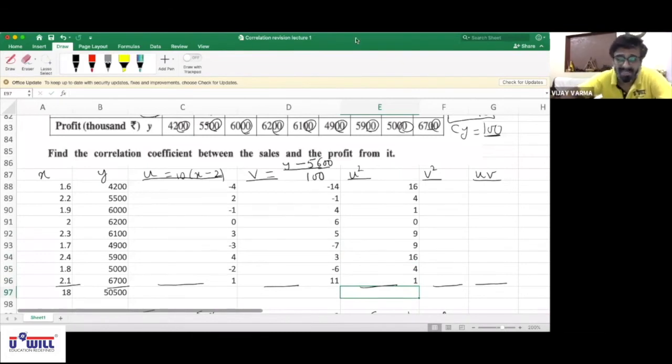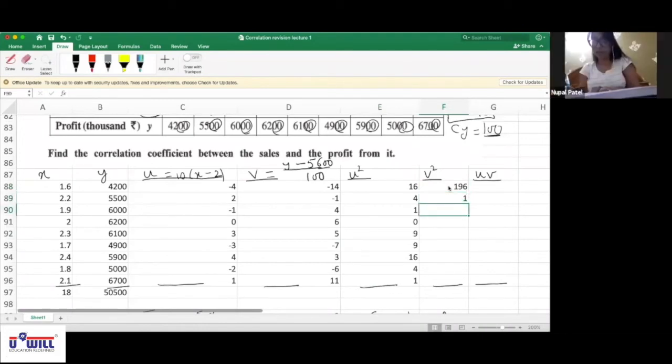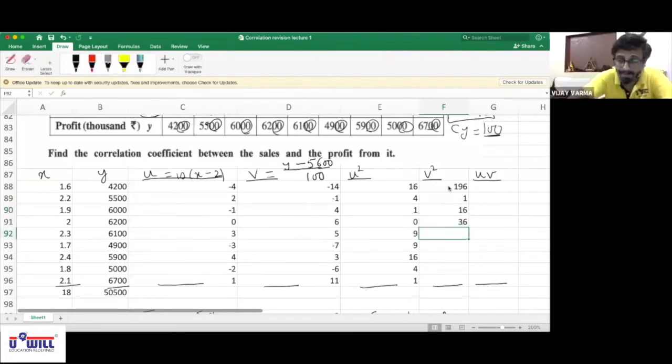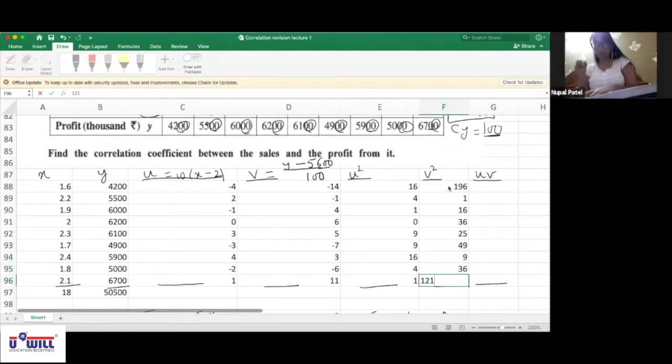Nupal, unmute yourself and tell me the values of V square. 196, 14 square is 196. 1 square is 1, 36, 4 square is 25, no, 5 square is 25, 6 square is 36. Then 7 square is 49, 3 square is 9, 6 square is 36, 11 square is 121. Very good.